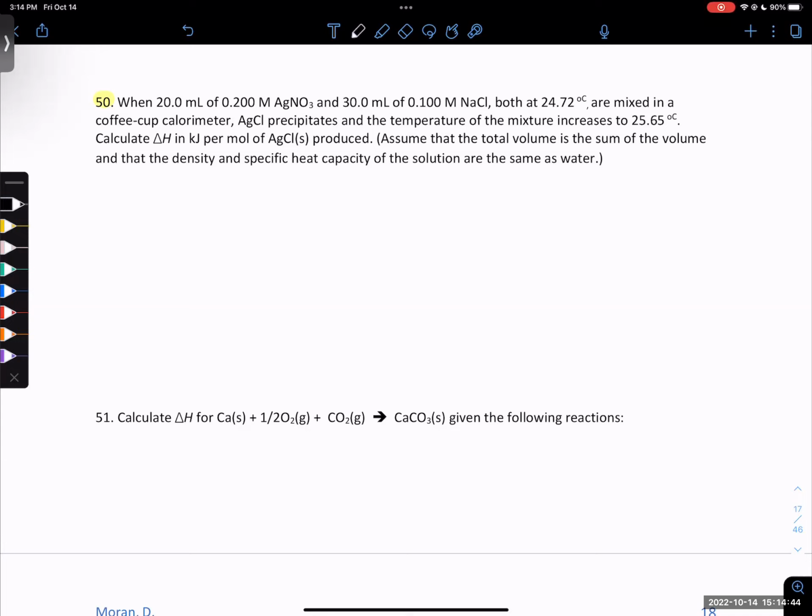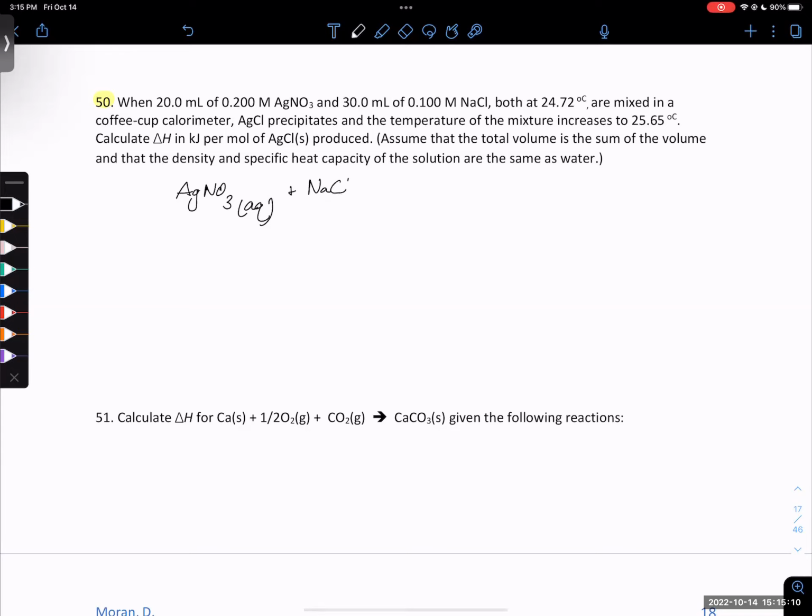So first of all, what y'all do is the first step. I wrote a balanced equation. I would also write a balanced equation, so let's write it out. We have silver nitrate, AgNO3. Is that aqueous or solid? Aqueous. Why is it aqueous? Nitrates are always soluble. Okay.